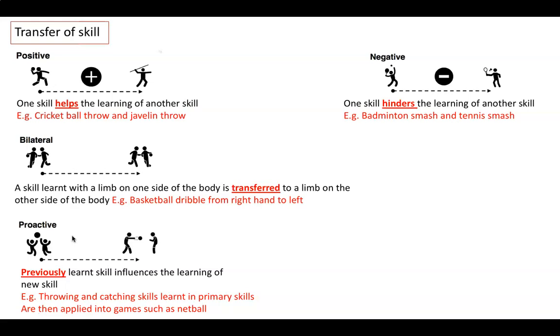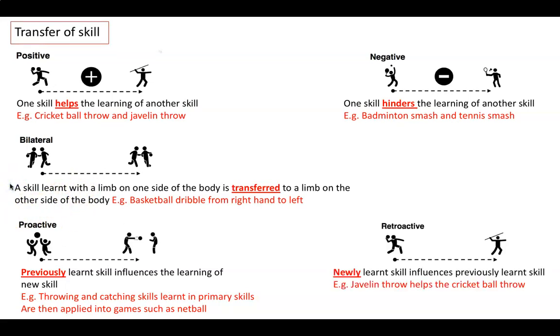So the previously learnt skill of the goalkeeper doing a drop kick when the ball's in the hand or whatever, transfers over to the learning of a new skill, which is the rugby drop kick. And then conversely, from proactive we have retroactive, and retroactive is a newly learnt skill influencing a previously learnt skill. So the javelin throw will actually help with the cricket ball throw. So retroactive: newly learnt skill influences previously learnt skill.